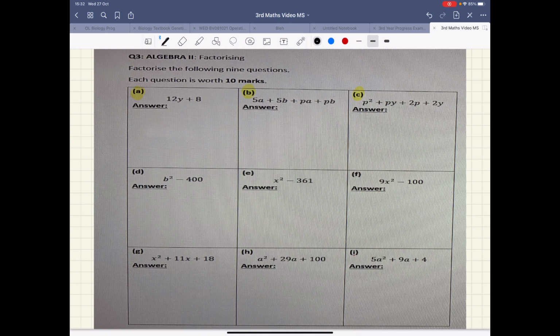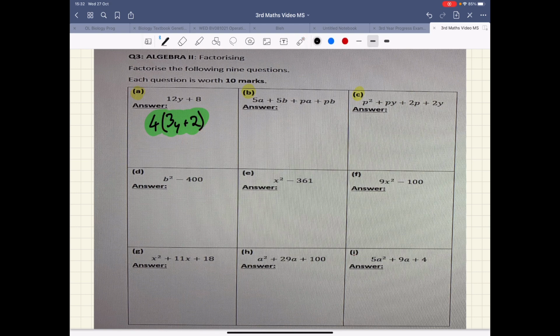The thing that both of those share isn't a letter, it's a number. It's going to be the number 4. 4 multiplied by 3y gives me 12y, and 4 multiplied by 2 gives me 8. And that's the answer to that one there. So remember, factorizing is just rewriting something in bracket form. And as you can see, we have brackets now.